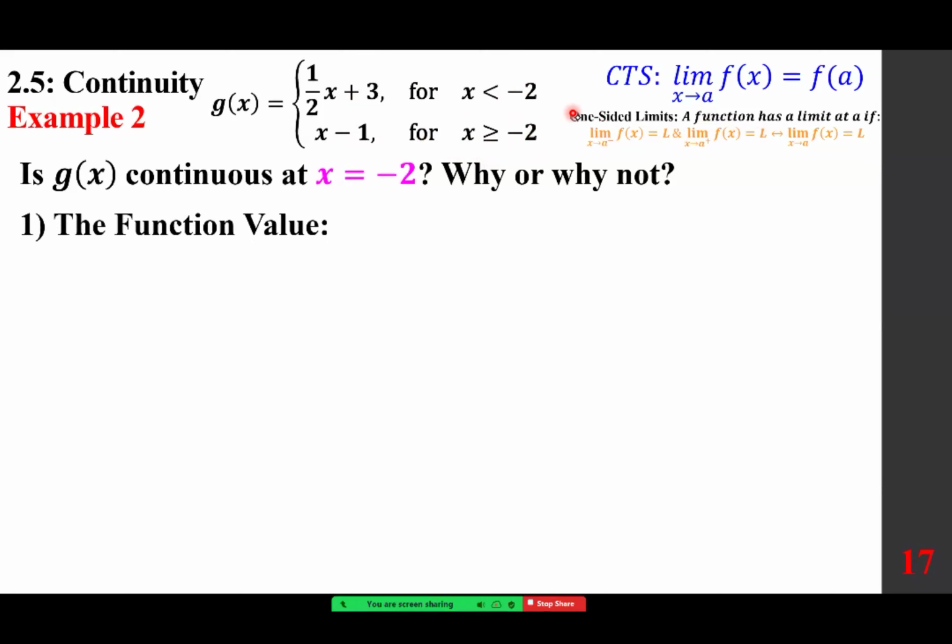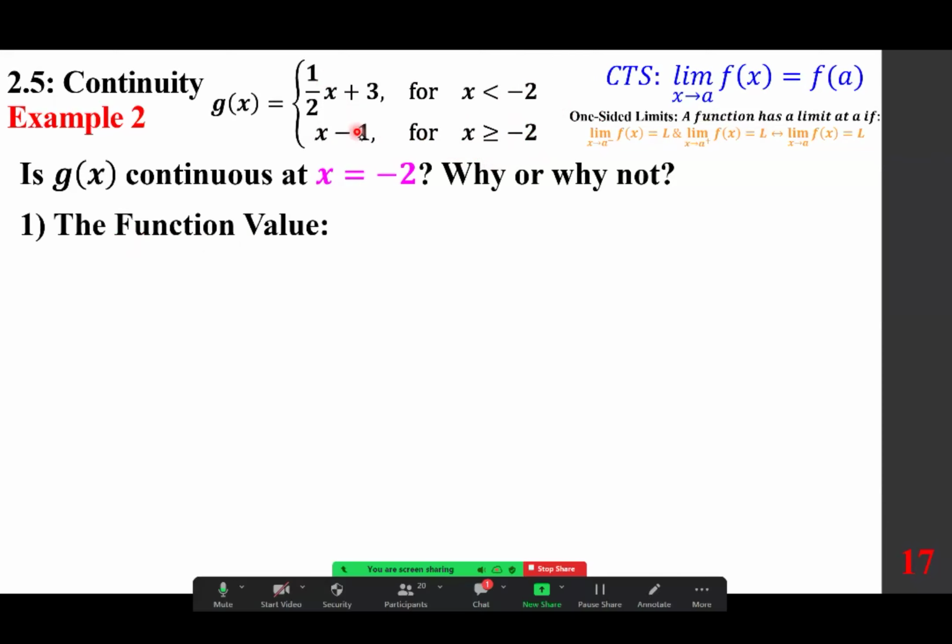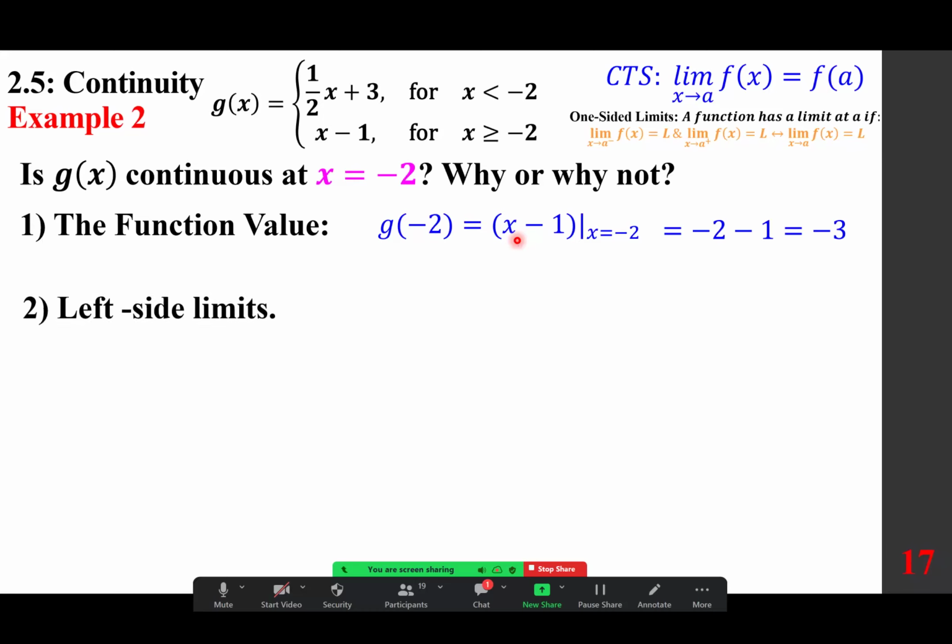We start with the functional value. Which of these pieces are we using for the functional value? The one with the equality, therefore, we're going to use that. If I plug in negative 2, I get negative 3. I want the left-sided limit, the one with the less than, so we plug in into this. And we get negative 1 and 3, they add up to 2.